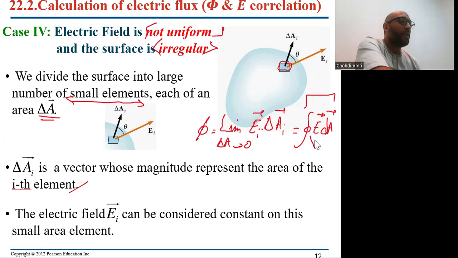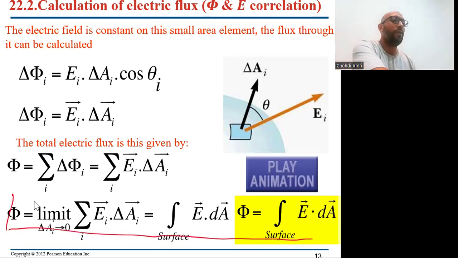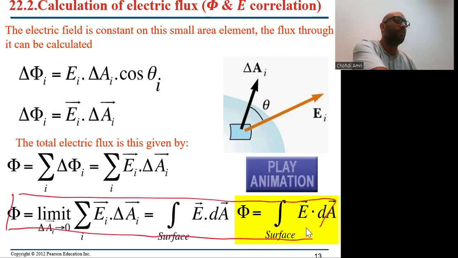And what does this circle in the integral mean? This means the electric flux through a closed surface. And that's all. This is what we can say today for this electric flux. That's all. This is the definition of the electric flux.